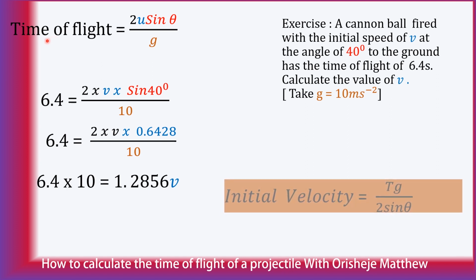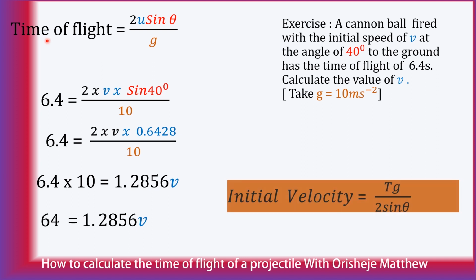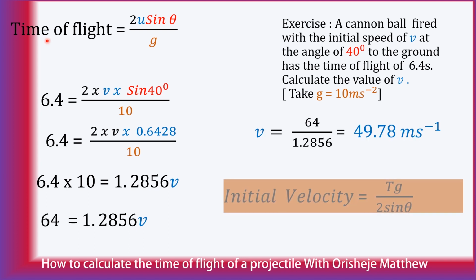So simplify that. Cross multiply, remove that fraction there. So 6.4 times 10, multiply the numerator out. That will give me 64 equals 1.2856 v. Make v the subject of the formula. v is equal to 64 divided by 1.2856. That will give me about 49.78 meters per second, approximately 50 meters per second.